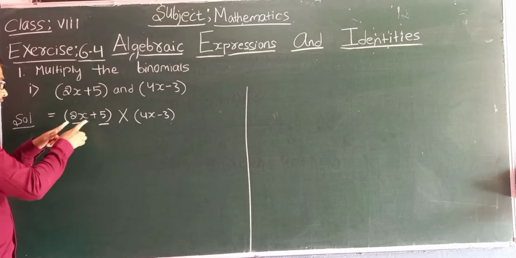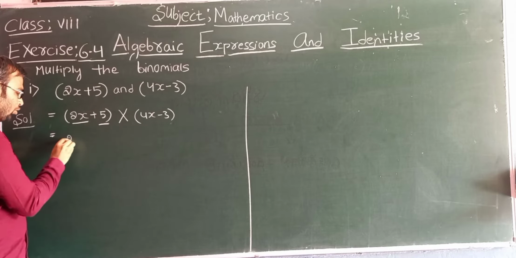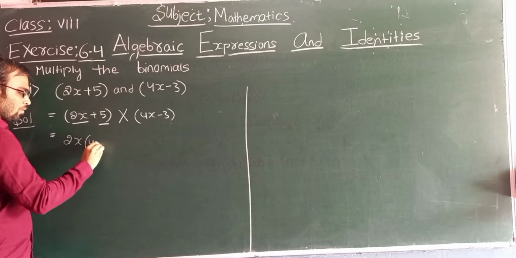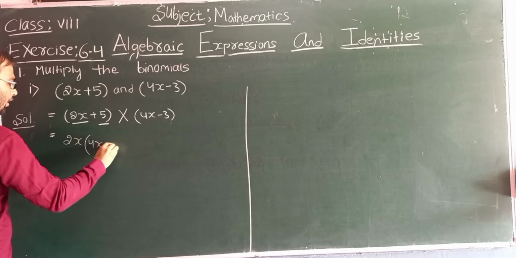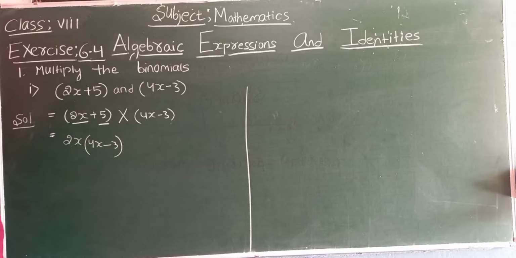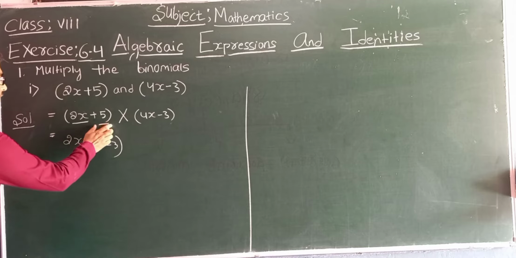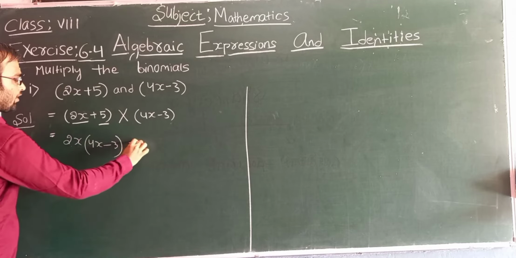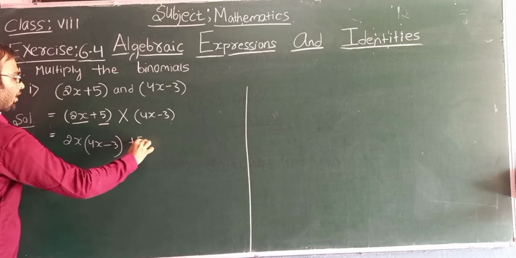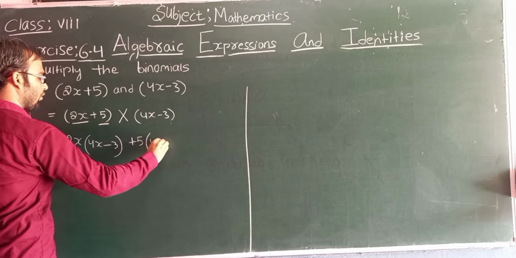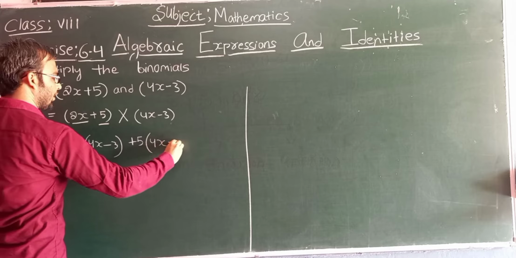Now write here the first part, 2x. Now write this one, 4x minus 3. We have written the first part, and we have written this binomial as it is. Now the second part is plus 5, so write here plus 5. Now write this same binomial as it is, that is, 4x minus 3.